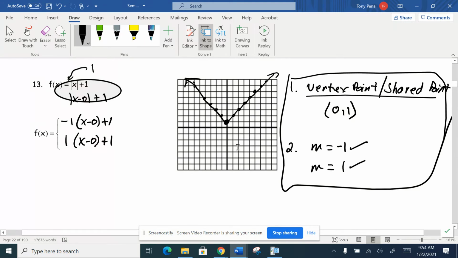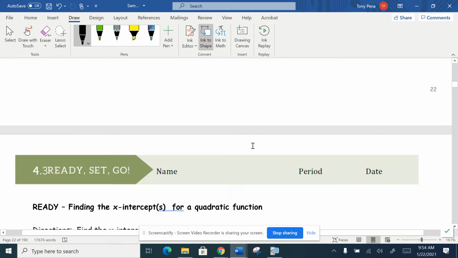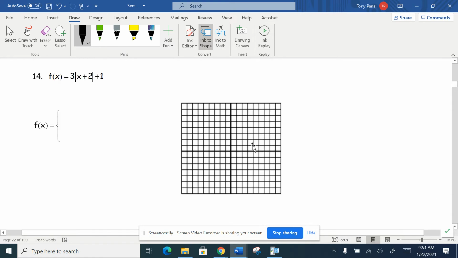All right, last one of the day, really, I think, if I remember correctly. So do that guy. Little different. See what we get. Find the point that they're sharing. Identify what our slopes are. Graph it. Write your two equations.